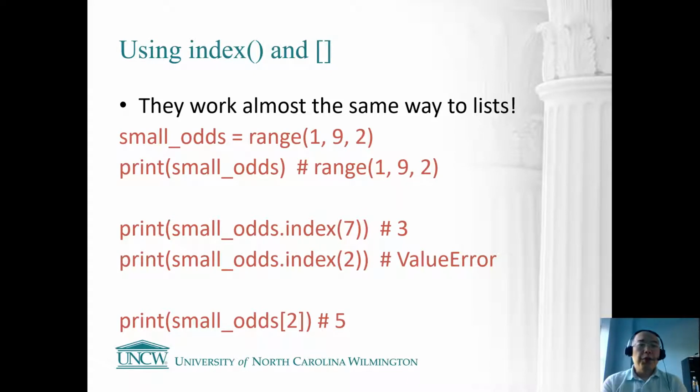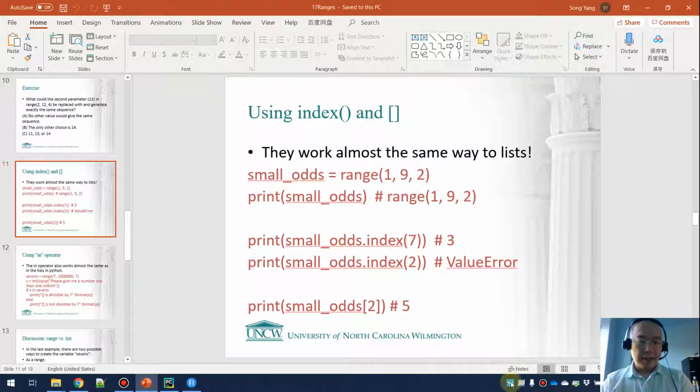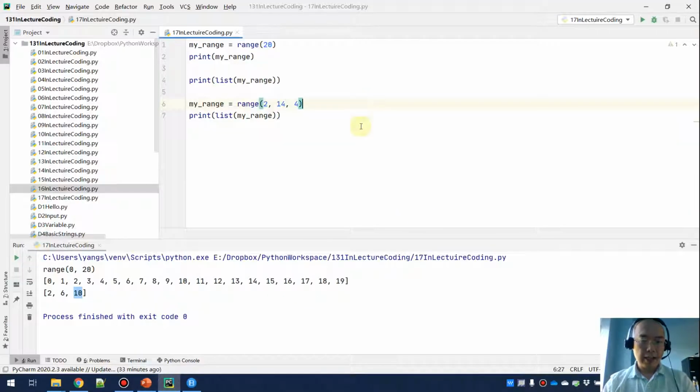Okay, let's continue. Here are some of the functions you are able to do with ranges, and we have seen them before, but not on ranges. The first one is index. We have used index on other data types to search and return the index of a value. Do you remember that?